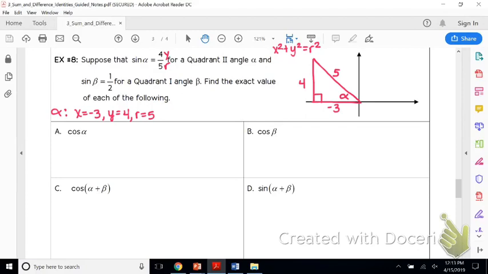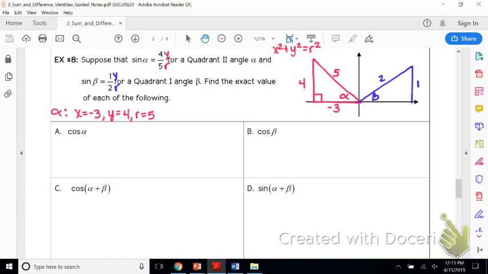Then it tells me we have this first quadrant angle called beta. And it tells us the sine of beta is 1/2. Well, you just told me sine is y over r. So my y that goes up and down is 1. My r is my radius, so that's 2. What is my x value going to be? 3. No. 1.5. Well, let's find out for sure.